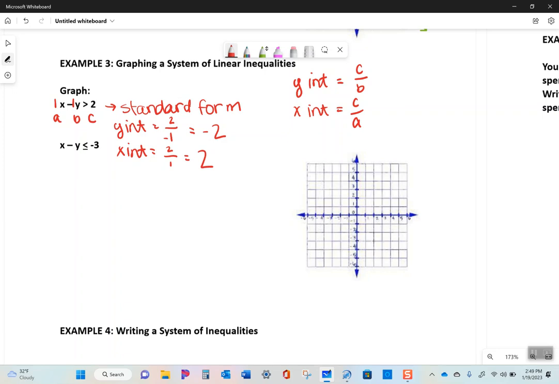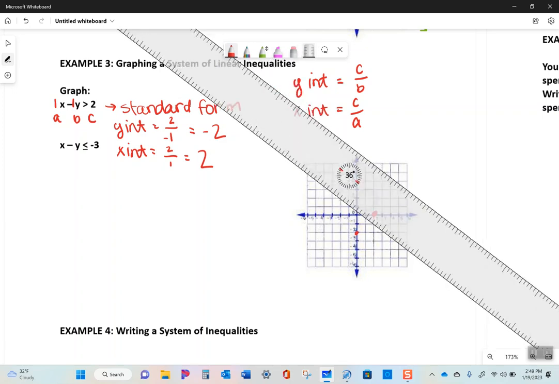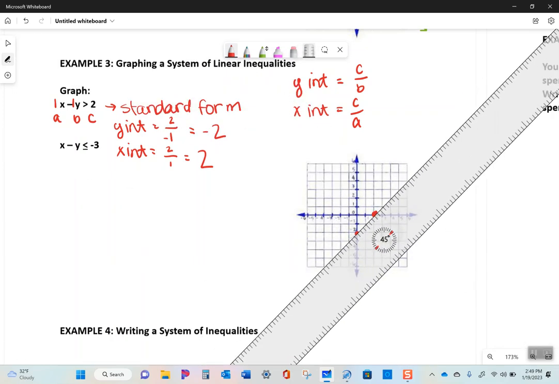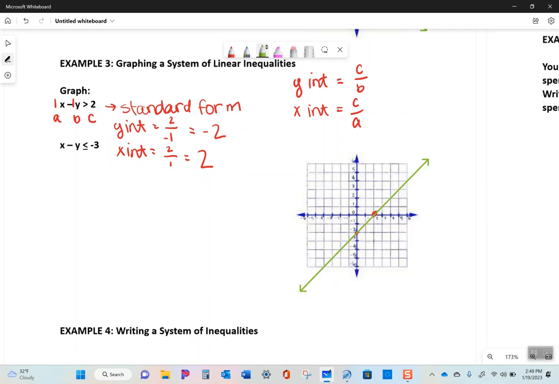I'm going to go find -2 on my y-axis and 2 on my x-axis. Again, get my nifty ruler out. Okay, someone, while I'm drawing this, tell me about the line, the type of line. Is it going to be solid or dotted? Dotted, because we don't have that equal to sign, right?